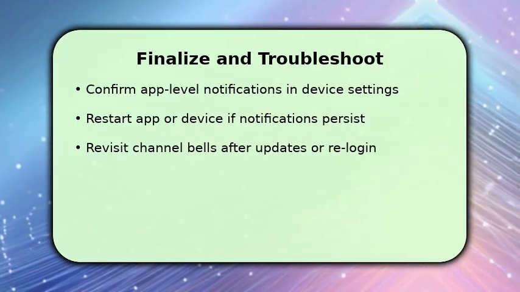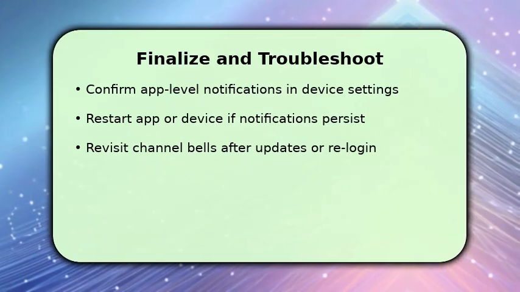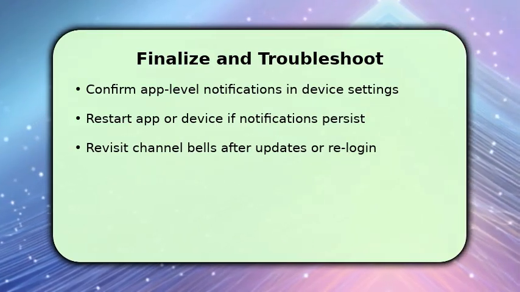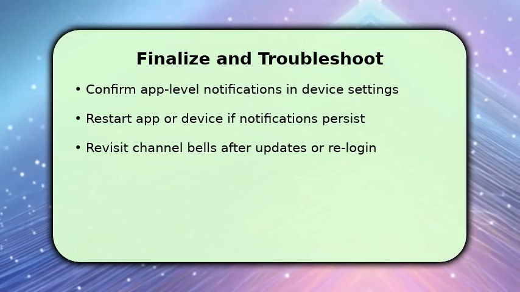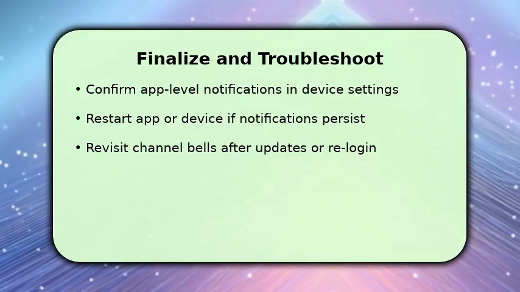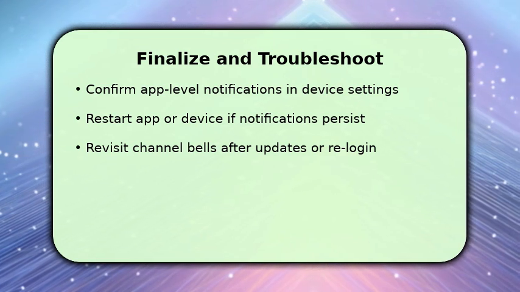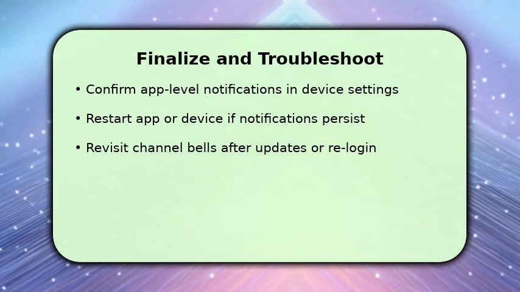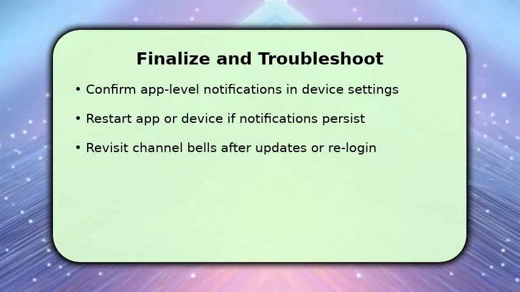If alerts continue, re-log into YouTube and recheck channel bell statuses. Updates or account sync issues sometimes flip settings. One troubleshooting tip: clear app cache or update the app. If persistent, temporarily disable notifications at the OS level until the root cause is resolved.